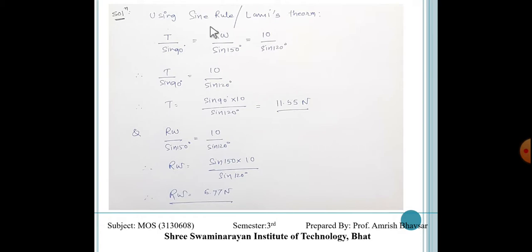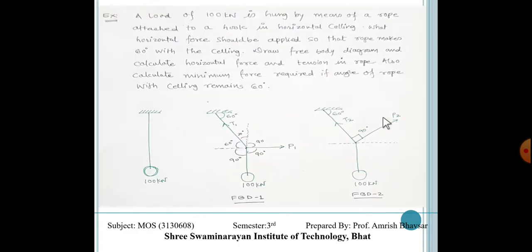Secondly, we find Rw from the pair of these two. So we will get Rw, the reaction due to the wall. Now, from this Lami's theorem, we can calculate the unknown reactions.